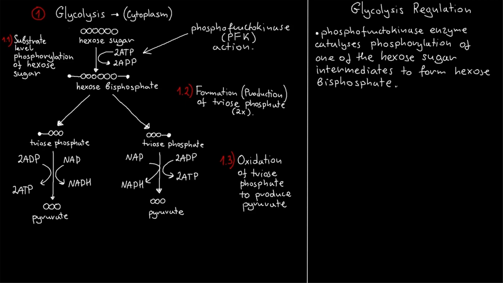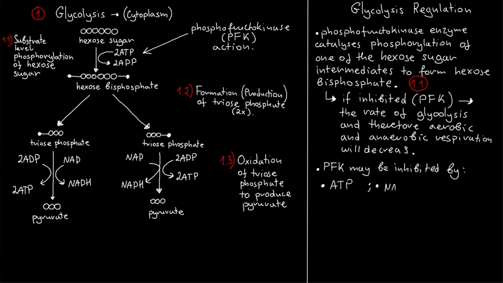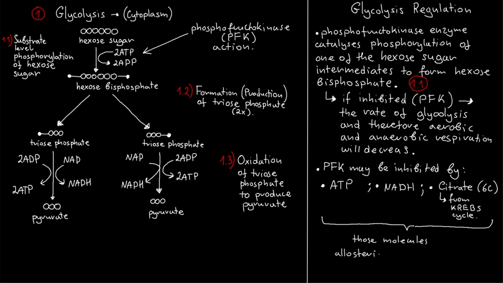If we were to dive deeper into the theory of glycolysis, we would actually understand that there are several stages occurring during substrate level phosphorylation of hexose sugar, but we don't really need to know about them. This process is actually similar to a negative feedback loop, because if we were to produce molecules such as ATP, NADH, and citrate, which we're going to talk about later, they will actually allosterically bind to phosphofructokinase and inhibit its action.